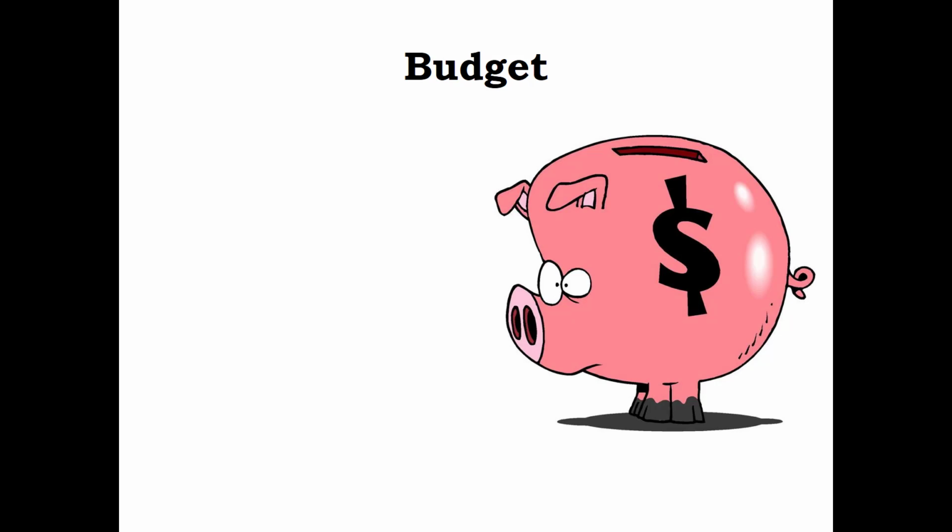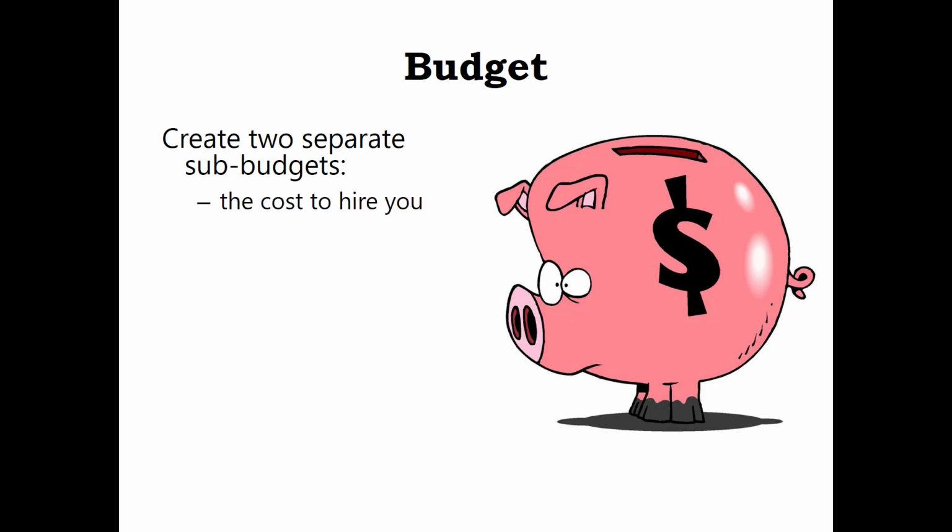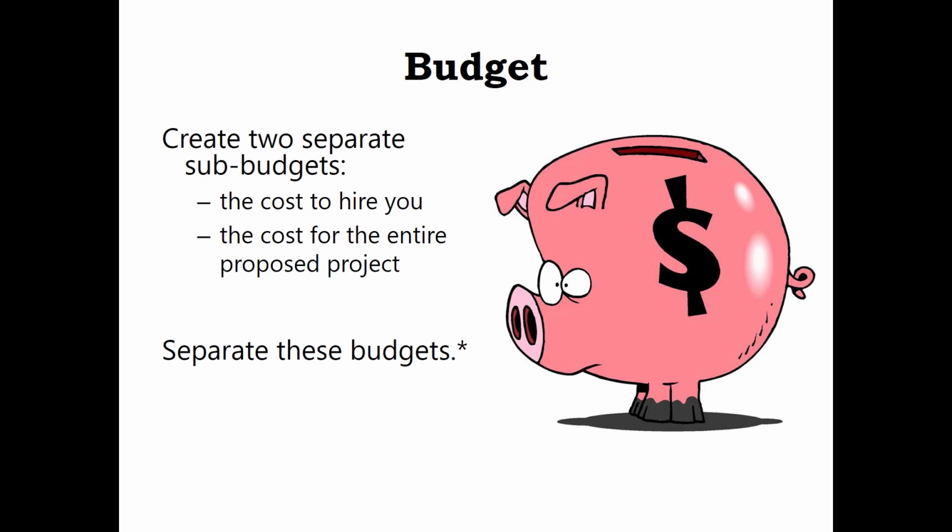The budget section gets mildly complicated. You want to create two separate sub-budgets. One of them is going to be the cost to hire you, that is, you personally or you as your group or your organization, whatever it may be. The second budget is how much it is going to cost to do the entire project you're talking about. You want to separate these things out, and that means separate subsections.